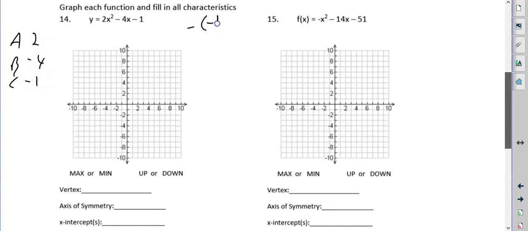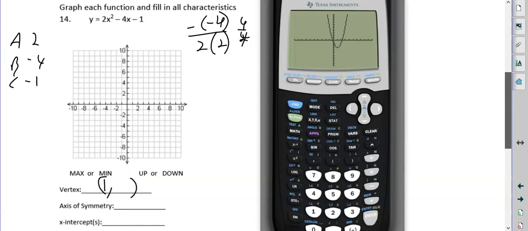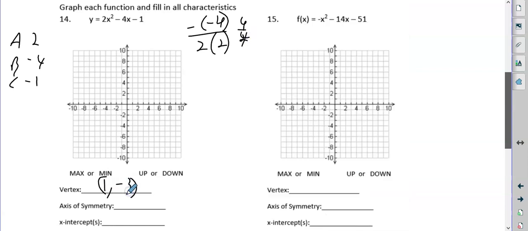So opposite of B over 2A. That's 4 over 2. Sorry, 4 over 4. 2 times 2 is 4. I can multiply, which is 1. So it's 1 comma something. So we go back to our calculator, go to the table, and it's 1, -3. It is a happy parabola with a minimum. The axis of symmetry is going through my x coordinate. Okay. Again, on this one, we're not going to worry about the x-intercepts. So 1, -3 is right here.